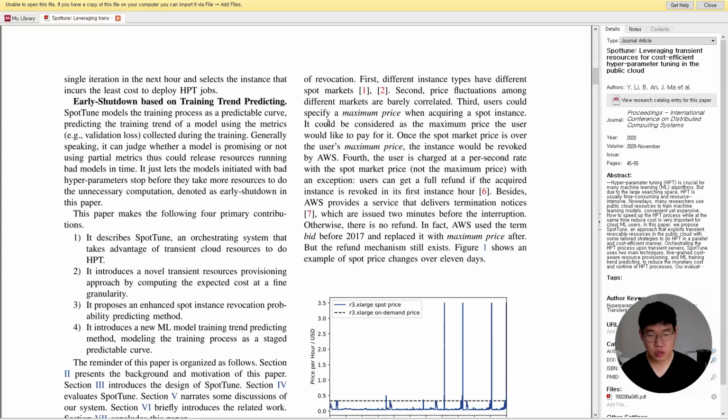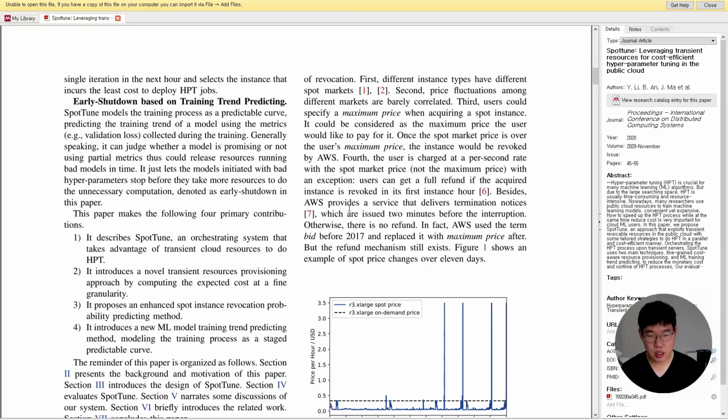Third, the user could specify a maximum price when acquiring a spot instance. It could be considered as the maximum price the user would like to pay for it. Once the spot market price is over the user's maximum price, the instance would be revoked by AWS. Fourth, the user is charged at a per second rate with the spot market price, not the maximum price. With an exception, the user can get a full refund if the acquired instance is revoked in its first instance hour.